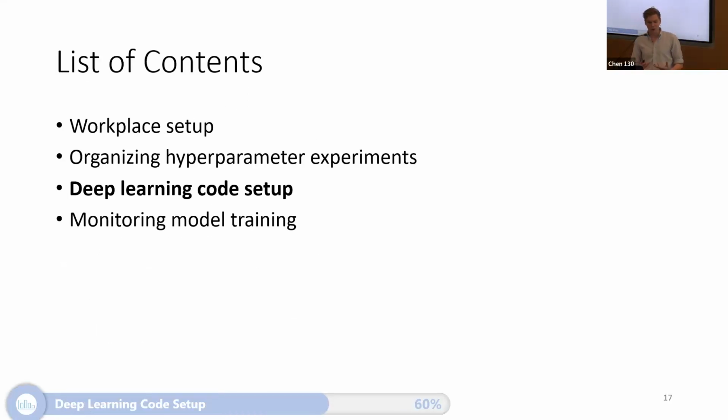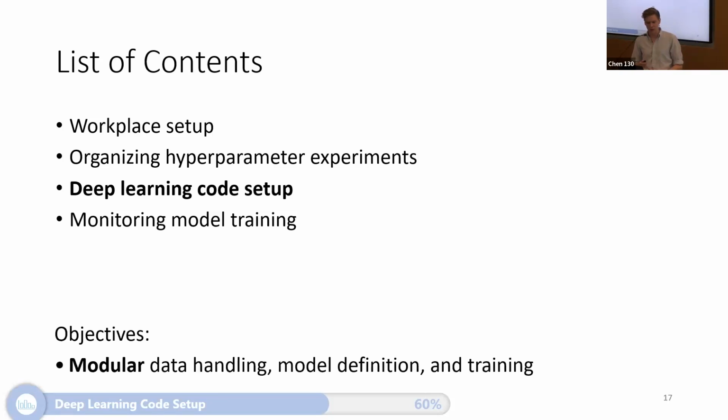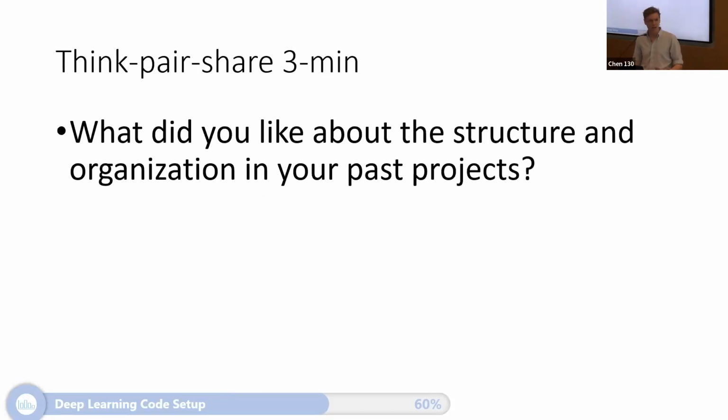So the deep learning code setup, we're about halfway of the lecture, so I would like to go into a think, pair, share activity. Given what you just seen, what did you like about the structure and organization in your past projects? Please go with the person next to you, and then you have about 3 minutes to talk with them, brainstorm.